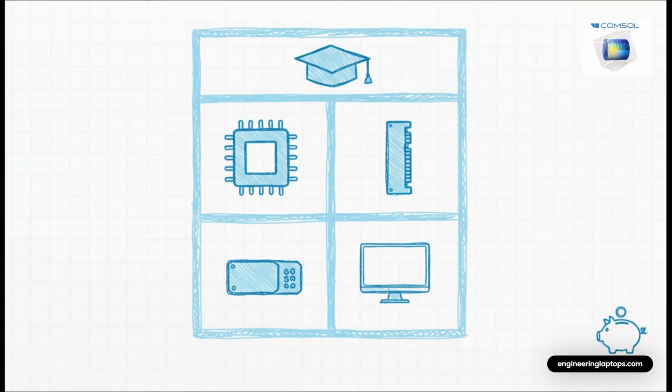First up, let's call this the student or beginner build. This is a super practical, cost-effective setup that's absolutely perfect for coursework or learning the ropes. We're talking a modern Intel i5 or a Ryzen 5 CPU, a solid 16 gigabytes of RAM, and at least a 512 gigabyte SSD. This will handle your basic 2D and 3D models with no problem at all.